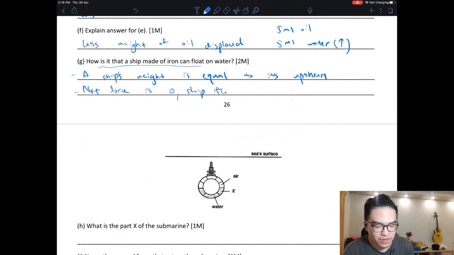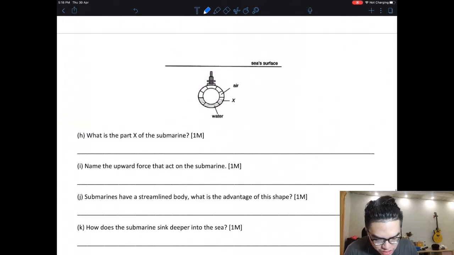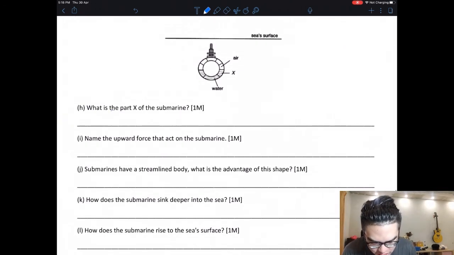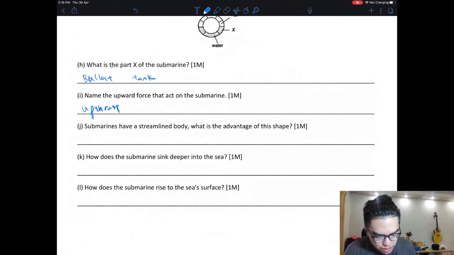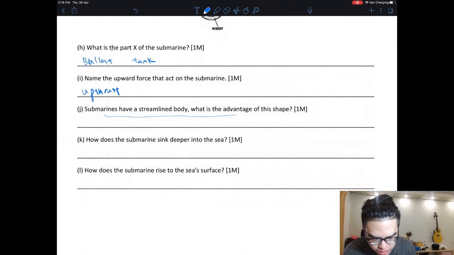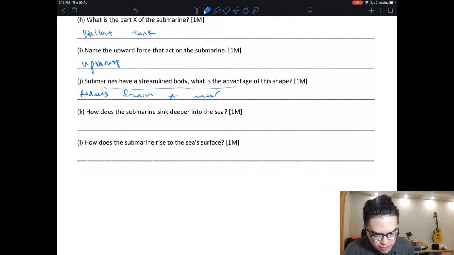What does it mean by net force? 70 up, 70 down, net is 0. So what is the part X? X is called the ballast tank. Name the upward force on the submarine. We call it upthrust, or you can say buoyant force, same thing. The submarine is a streamlined body. What's the advantage of this shape? It reduces friction of water.